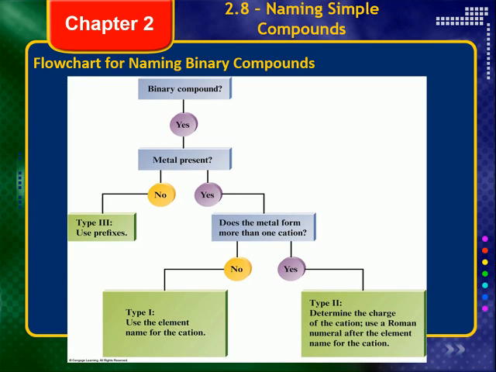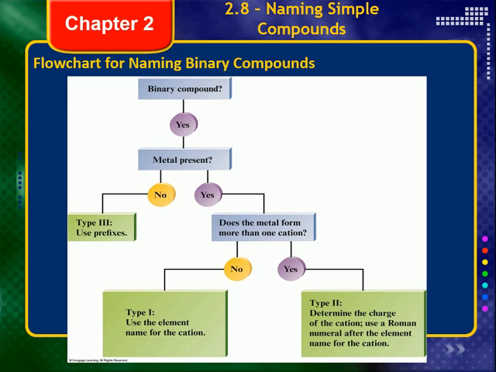So what have we looked at so far? Just binary compounds. So this is a little flowchart. Is it a binary compound? Yes. Next question to ask yourself: is a metal present? If there's no metal present, well, it's type 3, you're going to use prefixes, right? The monos, dis, tris, and tetras.